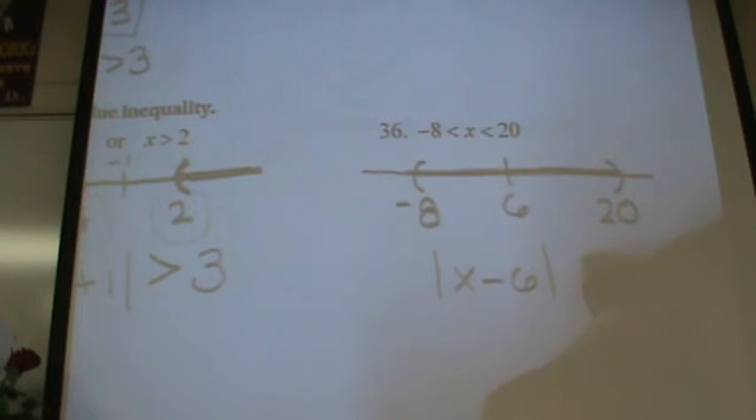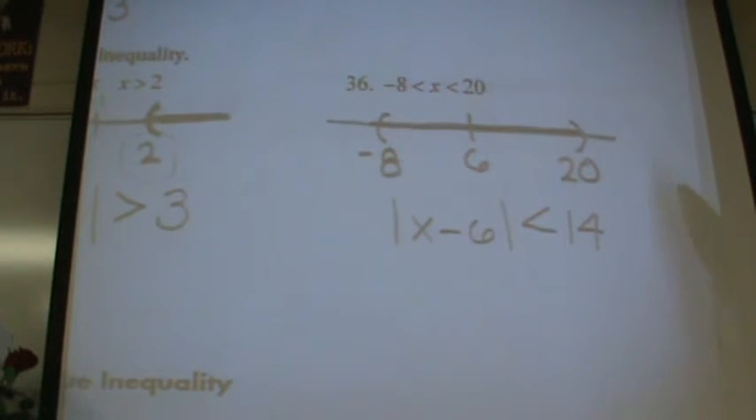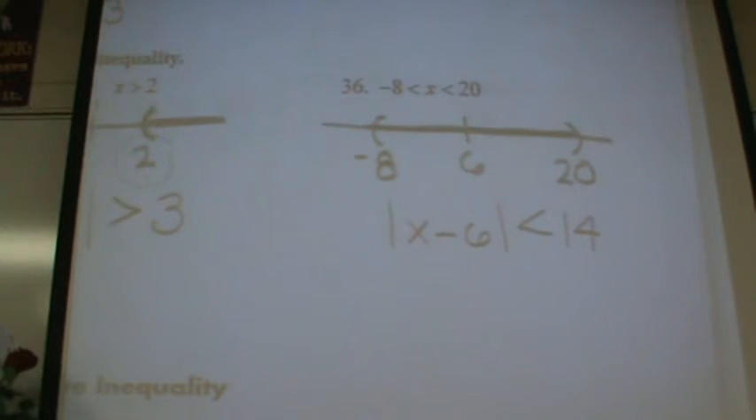And then on the inequality sign, is it less than or greater? Greater. You got it. A greater than is when they go in opposite directions. A less than is in between. Did you get that?